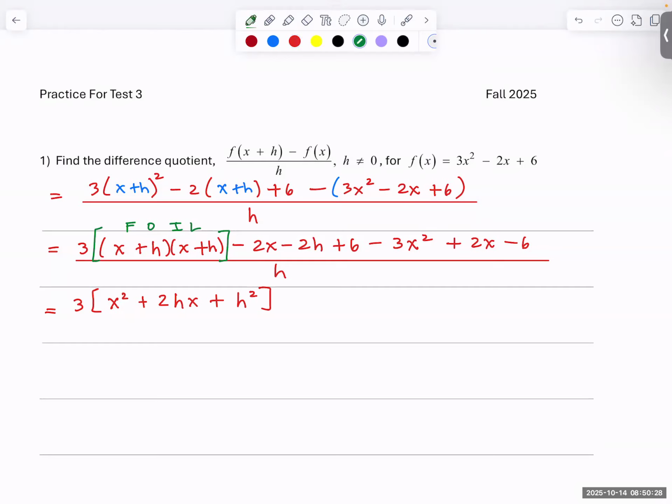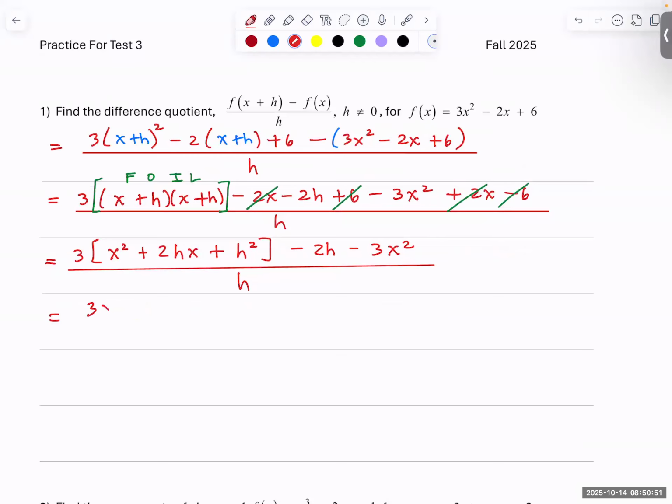Now to the right, minus 2x plus 2x cancels out, whereas the sum of 0 plus 6 minus 6 is 0. So we're left with minus 2h minus 3x squared, all divided by h. Now distribute the 3: 3x squared plus 6hx plus 3h squared minus 2h minus 3x squared, all divided by h.